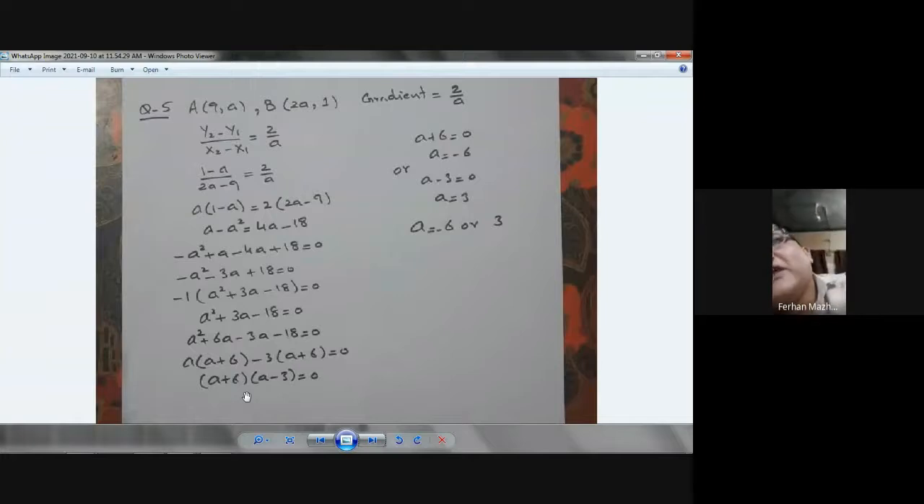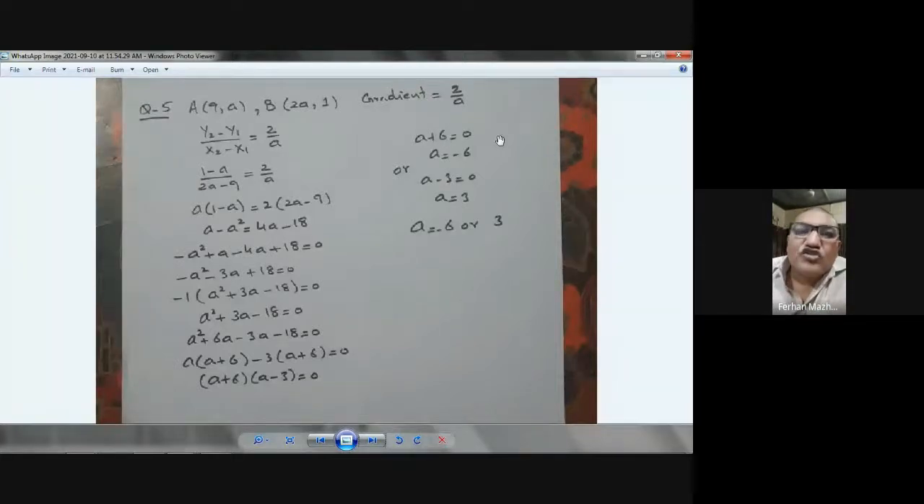So I will make the first bracket equal to 0. A plus 6 equals 0. This plus 6 goes on the other side, it will become minus 6. So the value of A is minus 6. And when I make the second bracket 0, A minus 3 equals 0. When this minus 3 goes on the other side, it will become positive 3. So I got two values of A. One is minus 6 and the other one is 3.